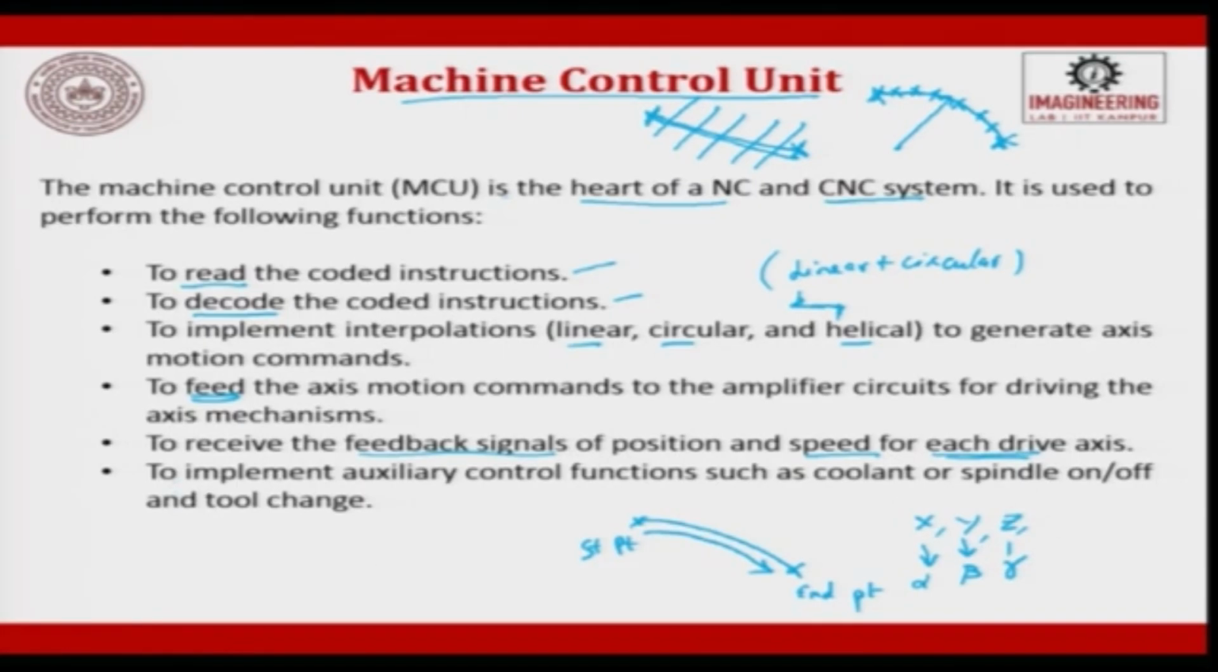So, to implement auxiliary functions such as coolant on and spindle on off and tool change, all these things are instructions which are performed, or these are the functions which are performed by MCU. The most interesting thing, read then decode, read, understand, then after you understand you try to figure out whether it is linear, circular, helical, then you try to look at the feed rates, then you try to look at the feedback signals, and at the last you will try to look at other miscellaneous functions. So, these are the functions of a machine control unit.